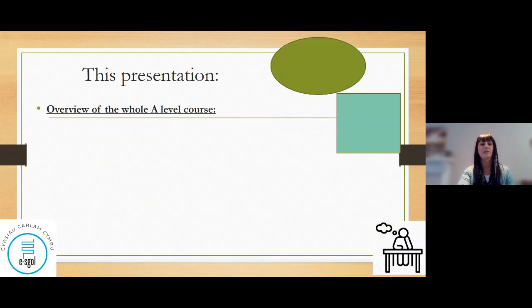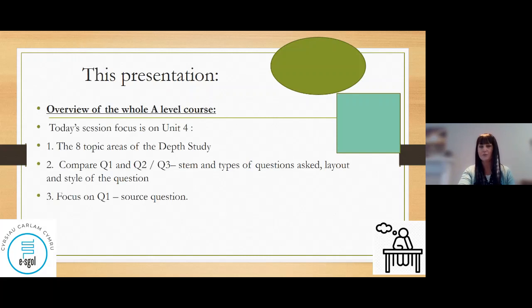Now, let's have a look at what we're going to be doing today. To begin, I'm going to be giving you an overview of the whole A-Level course. Today's session is going to focus primarily on Unit 4. There are 8 topic areas of the depth study, and we're going to be looking at each of those, and hopefully you'll be able to identify which depth study unit you actually study. We'll be comparing question 1 and then questions 2 and 3, looking at the stems of the questions and the type of questions asked, and looking at the layout and the styles as well. And then we're going to focus mainly on question 1, which is the compulsory source question today.